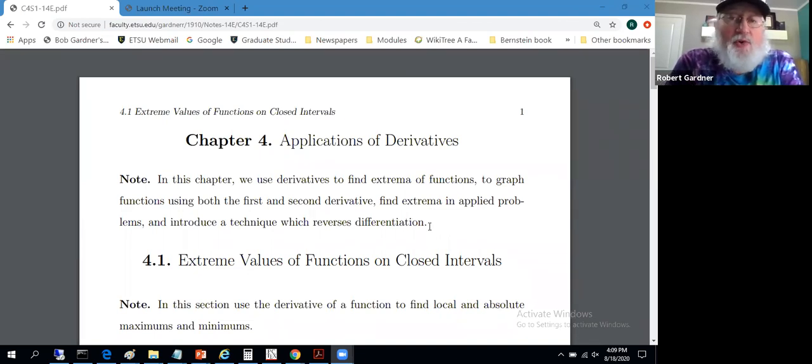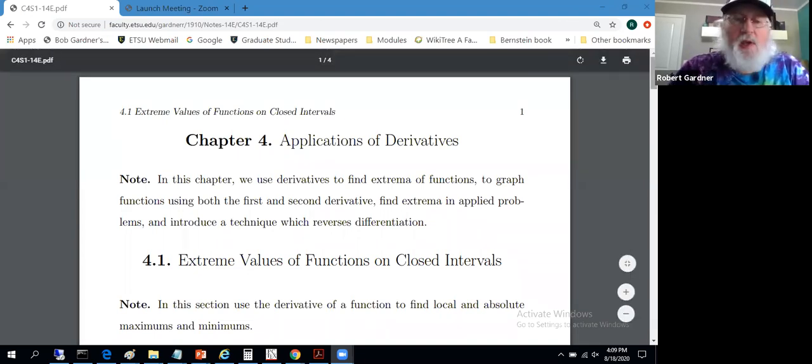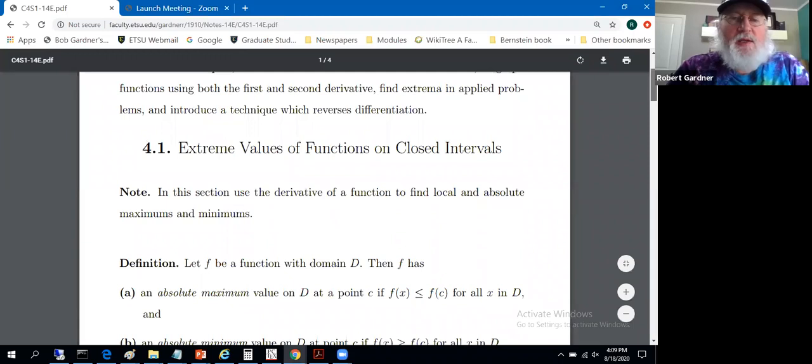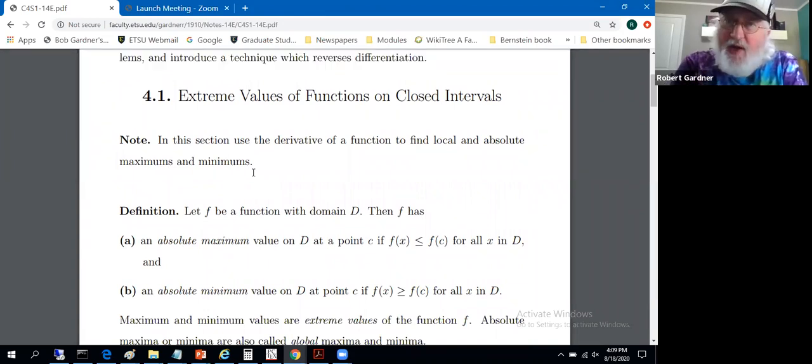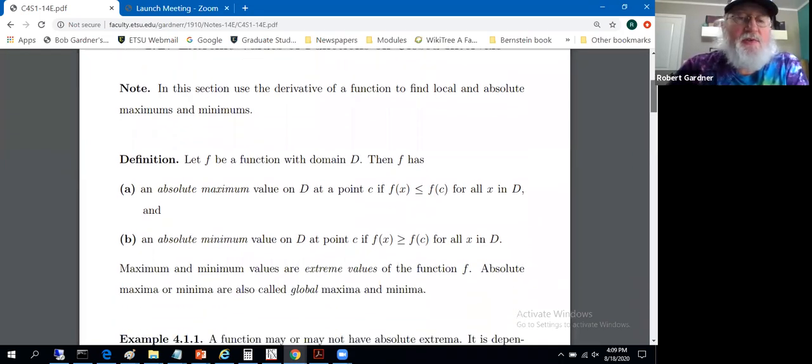And the remainder of Calculus 1 will involve this sort of reversal of differentiation. Chapter 5 deals with something called integration. Section 4.1 is on extreme values of functions on closed intervals. So the plan in this section is to find local and absolute maximums and minimums, collectively the extrema of a function. So we'll start with some definitions.